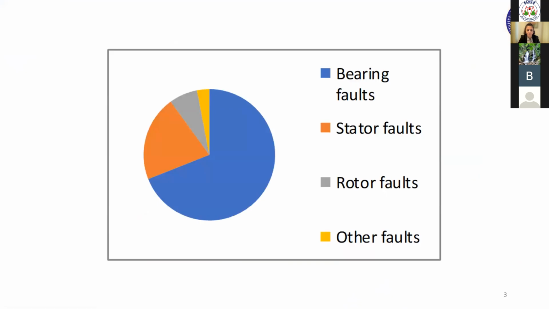The bearing faults have the largest ratio among the total faults of induction motors, as can be seen from the figure. One of the main effects of bearing faults of induction motors is the eccentricity in the air gap of induction motors. In this study, the eccentricity faults of a 3 kilowatt induction motor were analyzed by using the decision tree method.